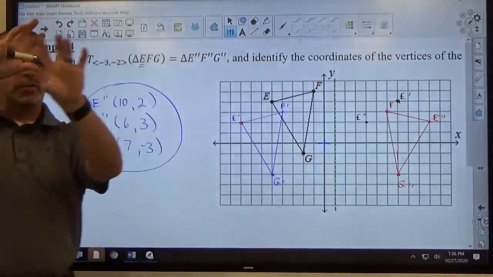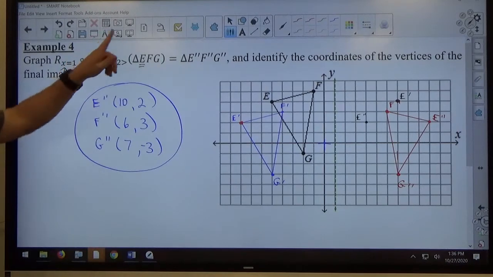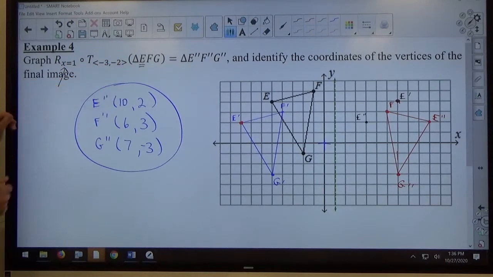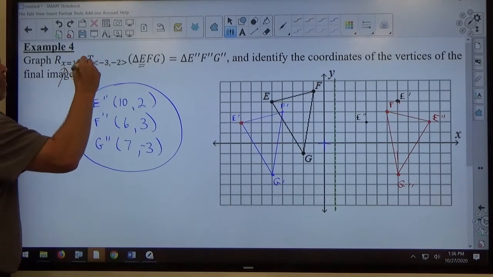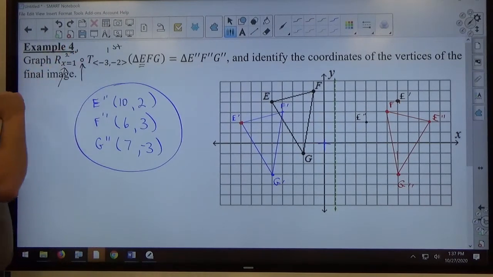So if you do the transformations in the wrong order, you won't necessarily end up in the right spot. So again, if you see a composition symbol, do this first, do this second. Make sure you go in the right order or else you'll be in the wrong place after you do both transformations.